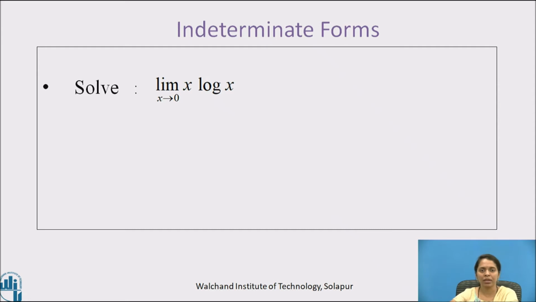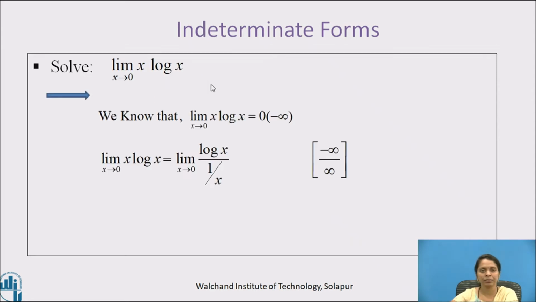So I think you have done with it. Solution is, we know that when we put the value of x equal to 0 in x log x, it is in the form of 0 into minus infinity. Now, in order to adjust it into the standard indeterminate form, let us make the arrangement and write this x in the denominator as 1 by x, so that the form is now limit x tends to 0 log x divided by 1 by x. After putting x equal to 0, we will get the minus infinity upon infinity form.